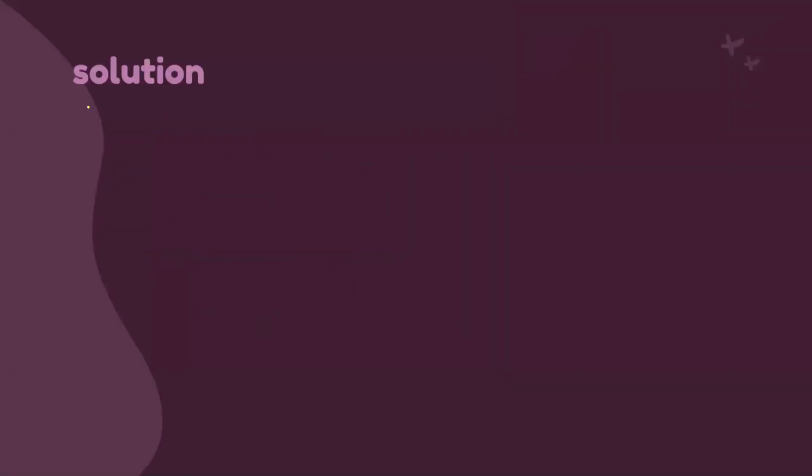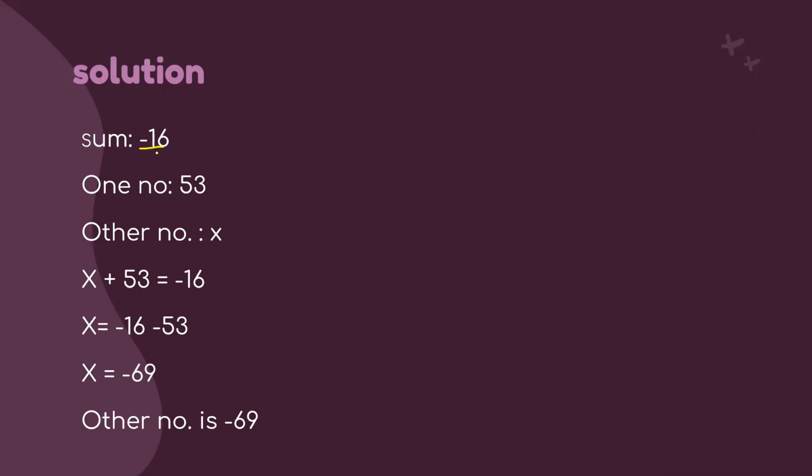First of all, the sum. The sum is minus 16. The one number we have is 53, and the other number we have is x. If you have not studied linear equations yet, you don't need to follow this way. You can do simple subtraction if you have not done linear equations. Then you can simply subtract. Or if you have done linear equations, then you can follow the linear equation way. This is the linear equation way, and I'm telling you if you don't know linear equations, no worries.